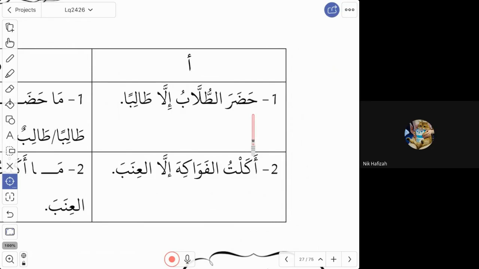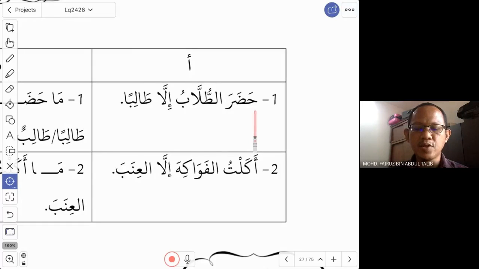No. Musbat, Ustaz. Musbat, okay, because there is no ma, there is no la. So this is musbat, and the first condition is fulfilled. The second condition, they say that the mustasna minhu is available in the sentence. Where is the mustasna minhu? Is it the word talib or the word tullab?